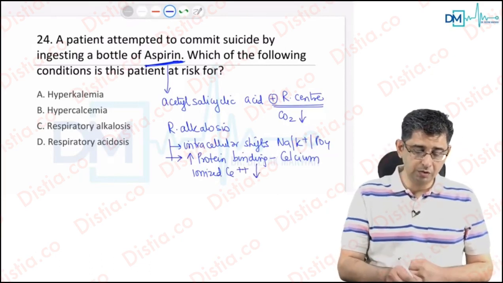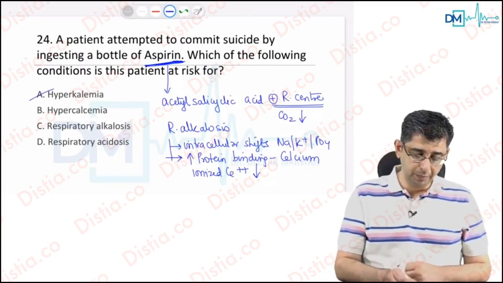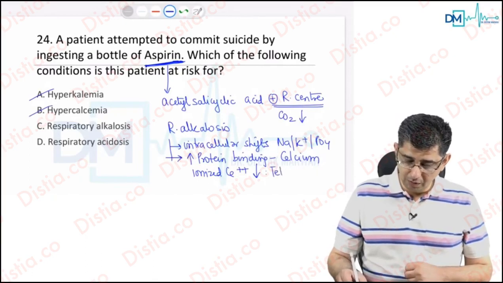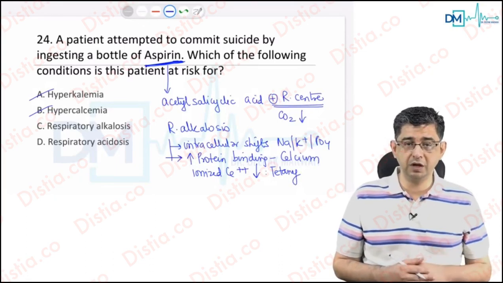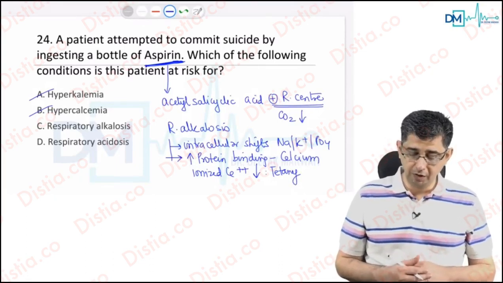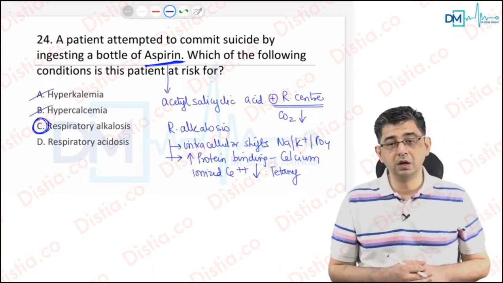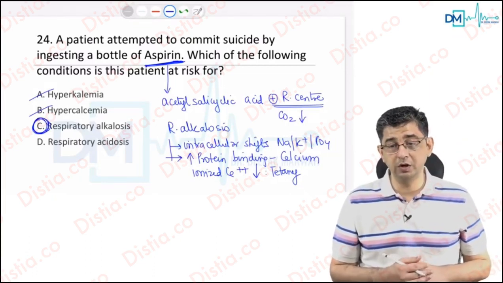Choice A is ruled out in this question because it would be hypokalemia. Choice B is ruled out because there would be tetany, that is hypocalcemia. From the remaining two options, I want you to remember that because the patient will be having hyperventilation, there will be development of respiratory alkalosis in this case. So the message is that carbon dioxide depletion is dangerous, carbon dioxide accumulation is dangerous.